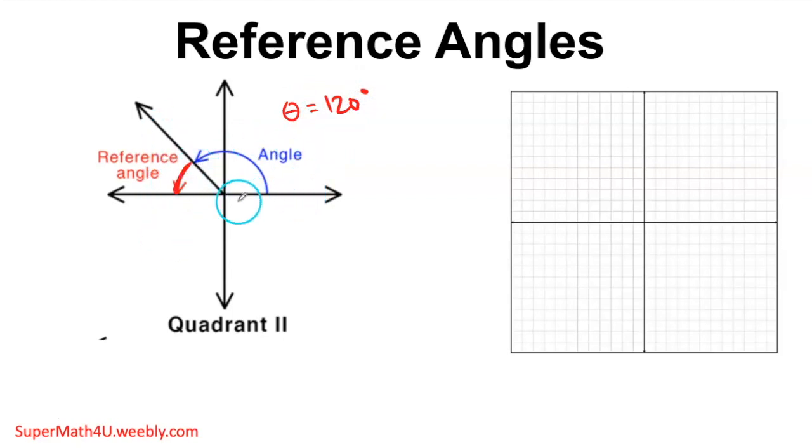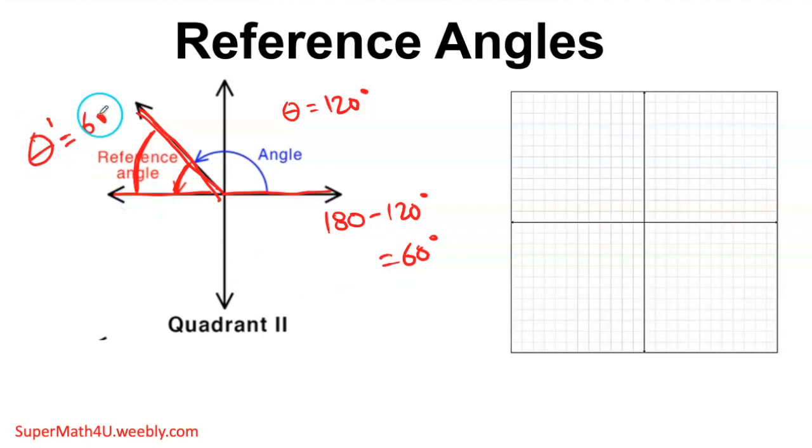My reference angle is always, remember, this is my angle, initial side and terminal side. So I need to know how much is the angle that the terminal side makes with the x-axis. So this is my reference angle. In that case, if this is 120, how much is missing to 180? You do 180 minus 120, and that's going to give you 60 degrees, and that's my reference angle, which I'm going to call theta prime, 60 degrees.